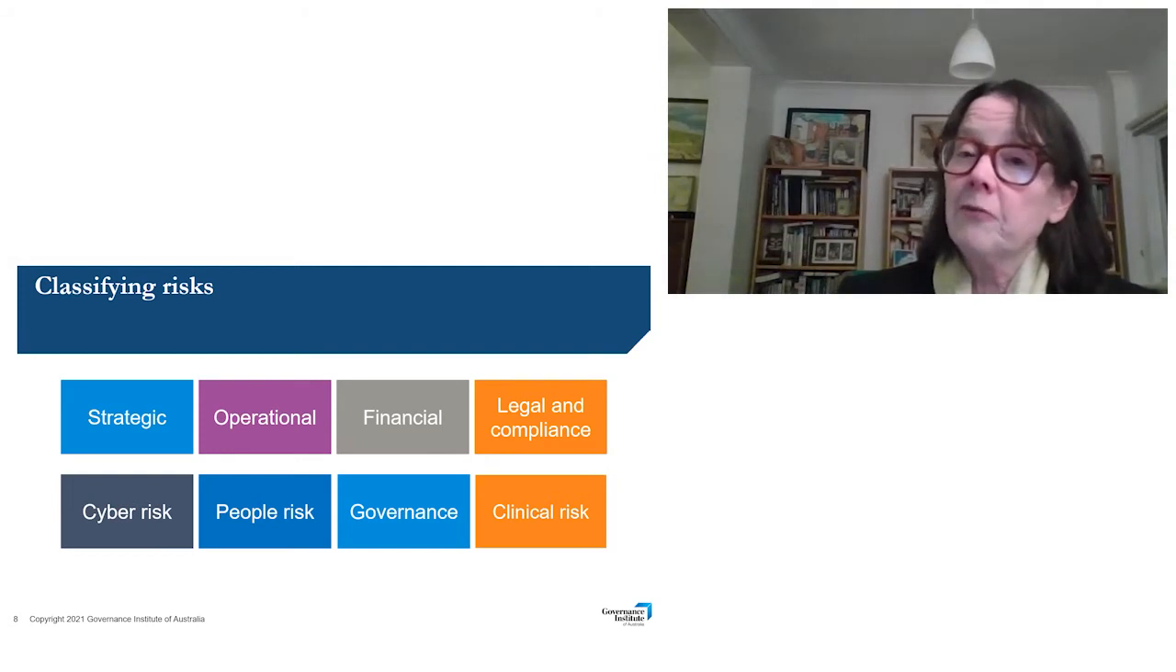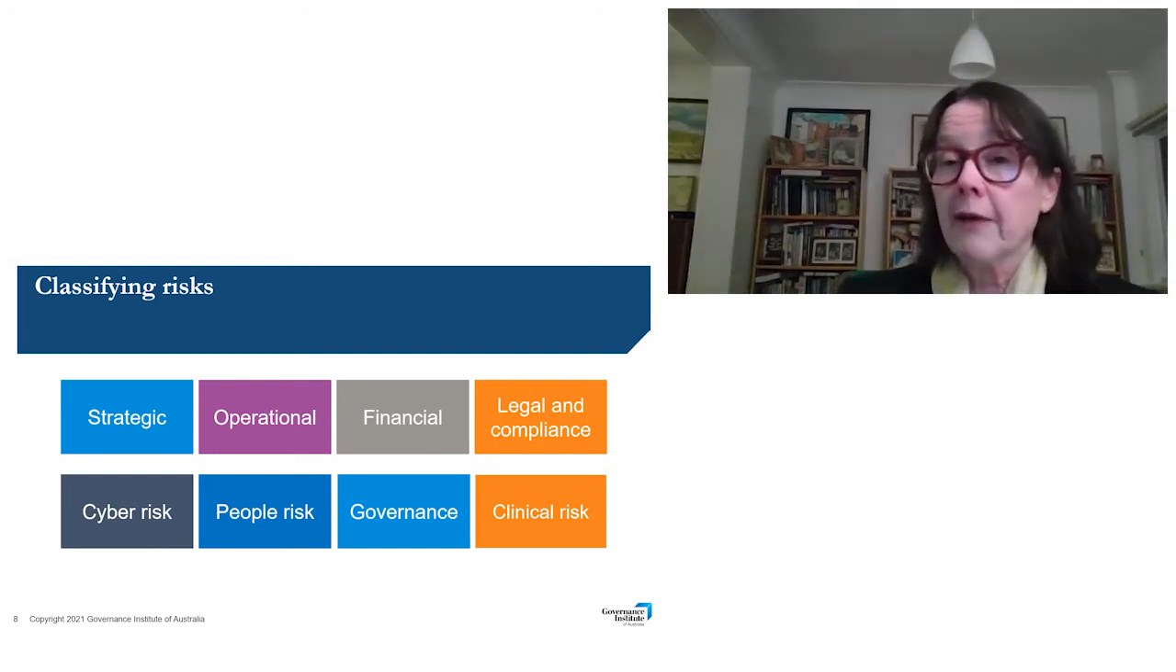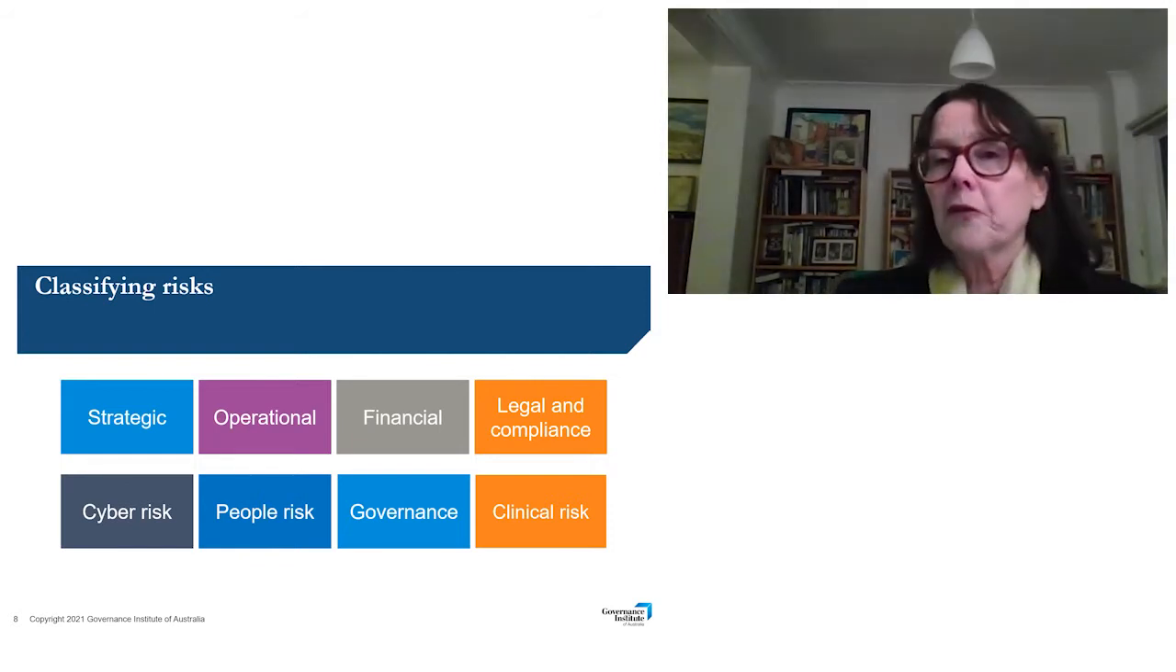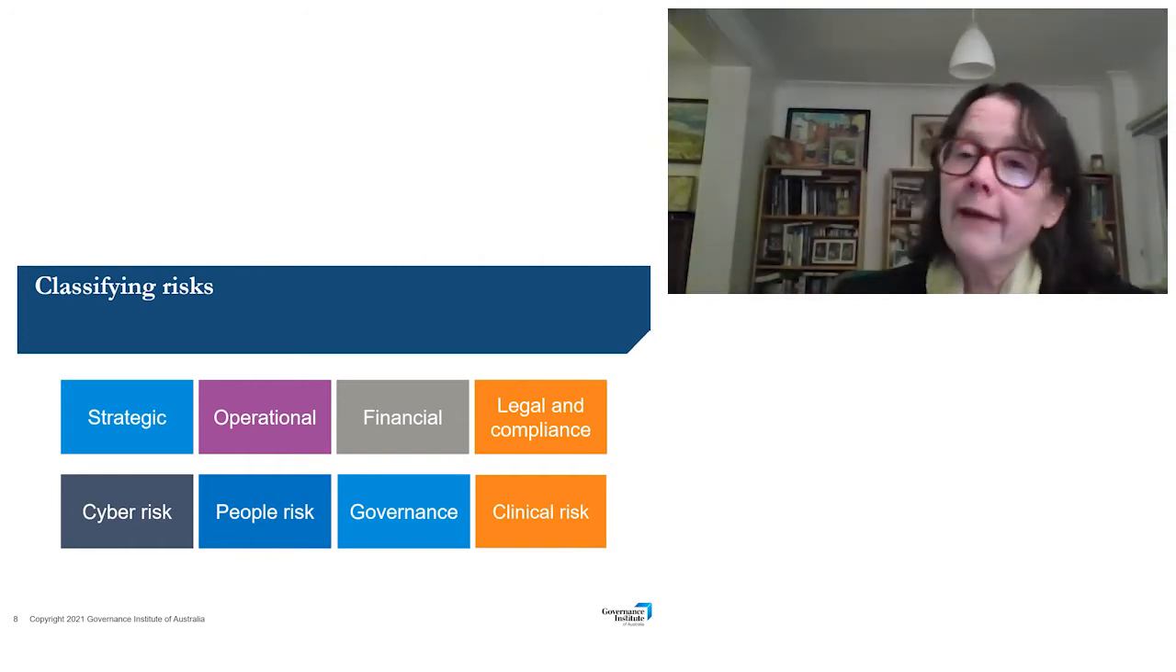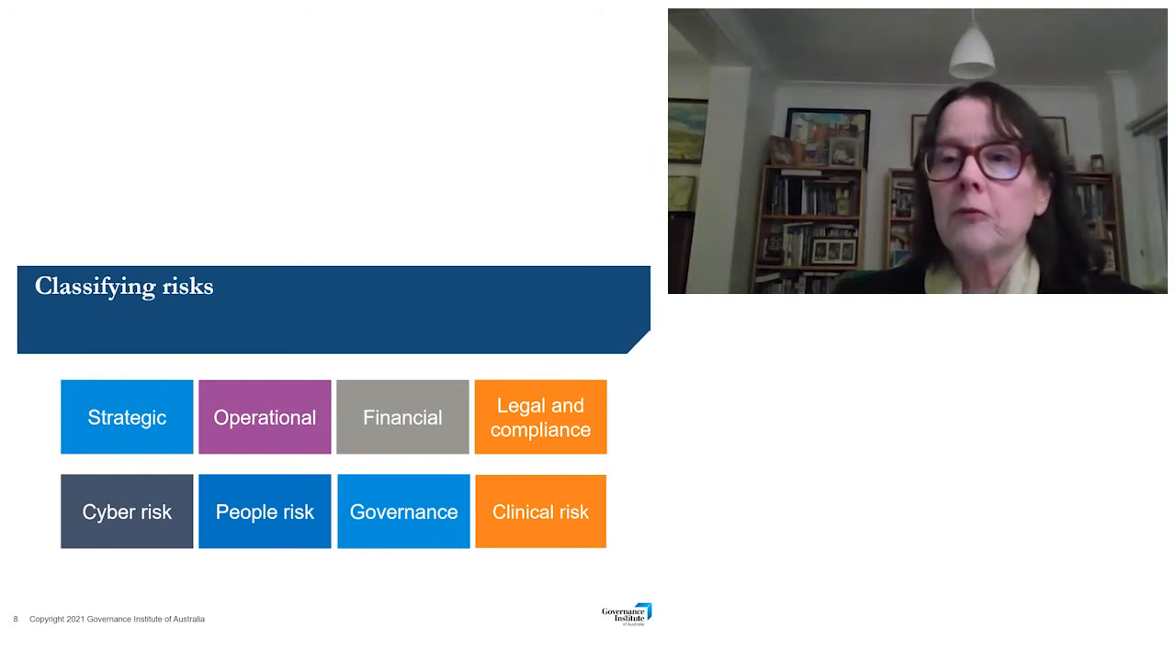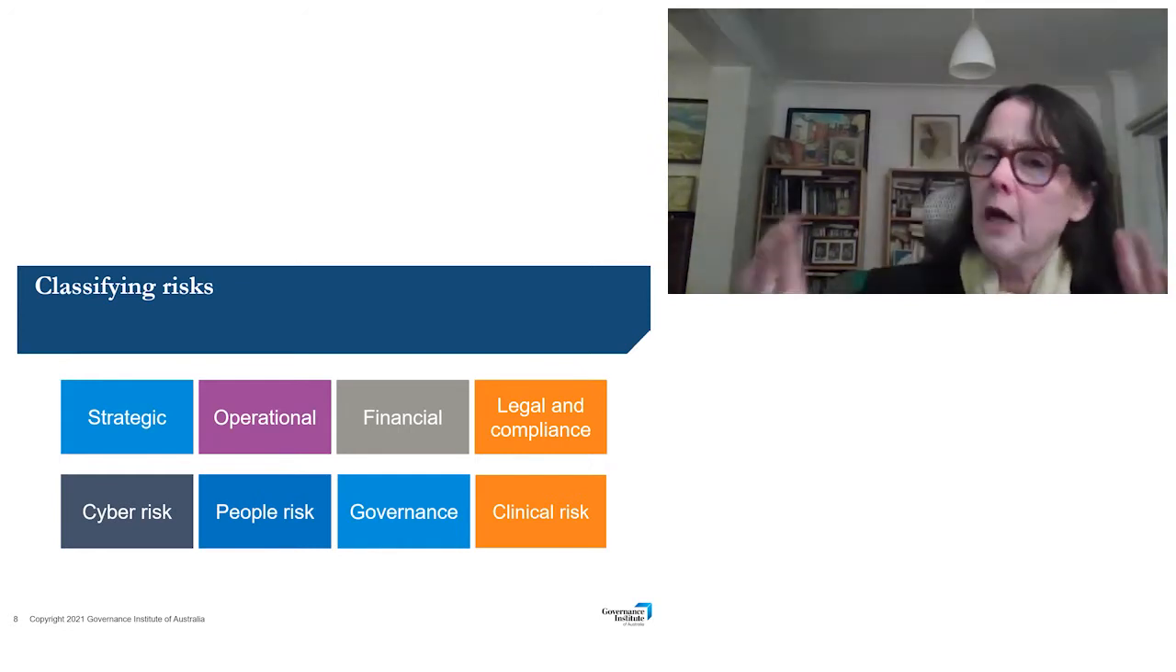Governance is obviously another risk, the risk of not having an appropriate governance framework in place. Financial: if you don't have money, you can't do much. So what are the risks to the financial health of the organisation? Legal and compliance. And then obviously a very big one in this sector is clinical risk. So these are the types of risk.